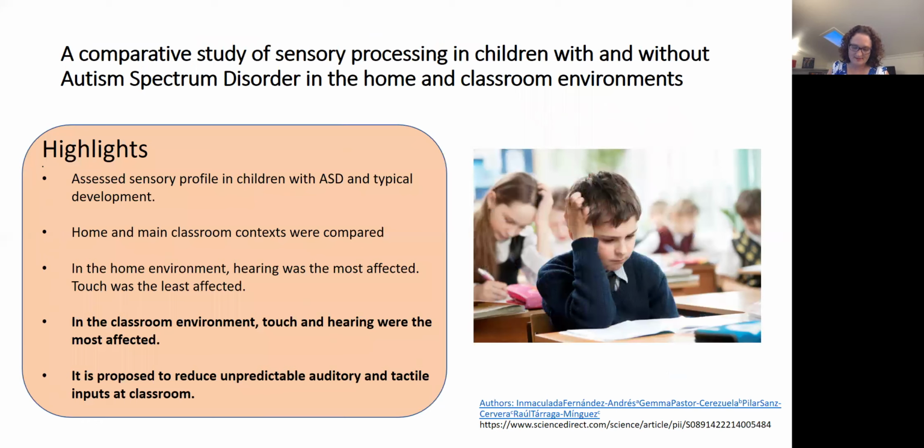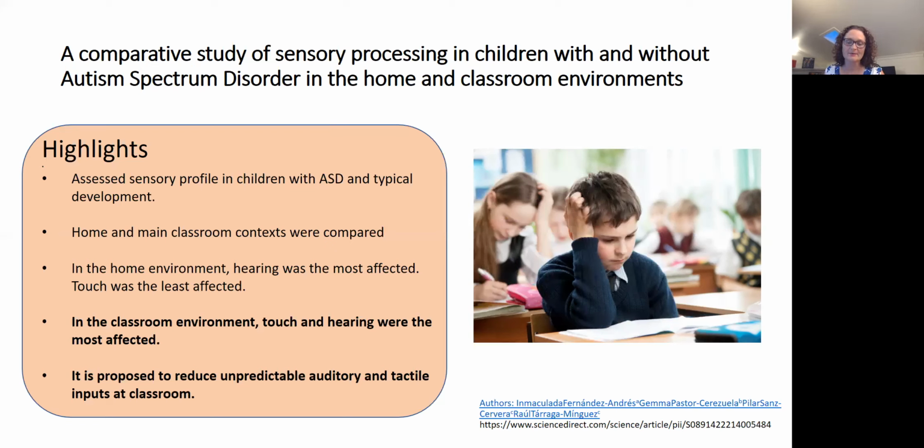Okay, so there's another study here I want to talk about, which compared sensory processing of children with and without autism in the home and classroom environments. This was fascinating. They assessed the sensory profile in children with autism and children with typical development. They compared the home and classroom contexts, and they did find some differences in the main sensory systems that were impacted. In the home environment, hearing was the most affected and touch was the least affected. In the classroom environment, touch and hearing were the most affected.